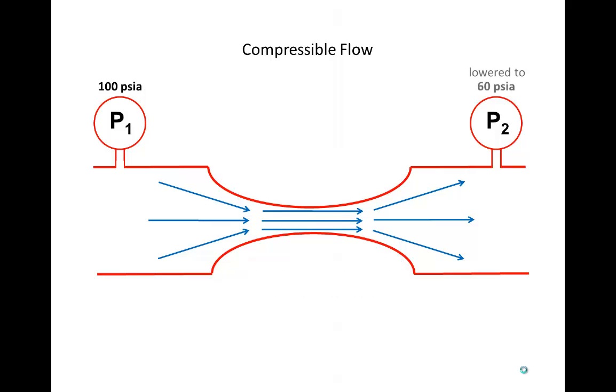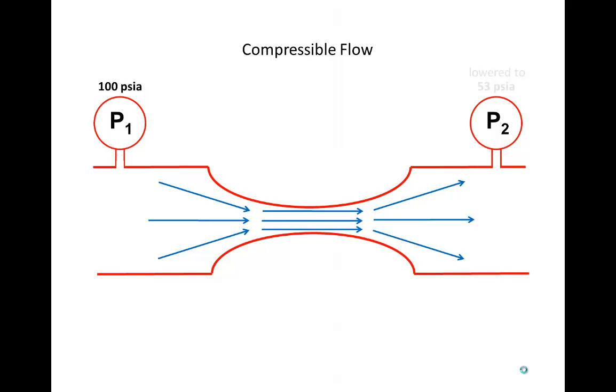If P2 was lowered again to 60 psi A, a larger pressure drop across that neck would result in the air flowing faster through the neck. And of course, because the flow rate is the velocity times the area, if the velocity is fast, then we'd get a high flow rate through that neck.